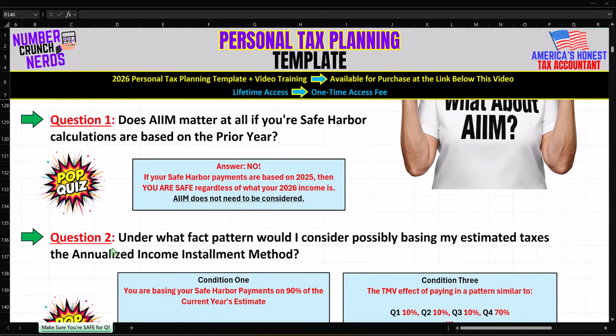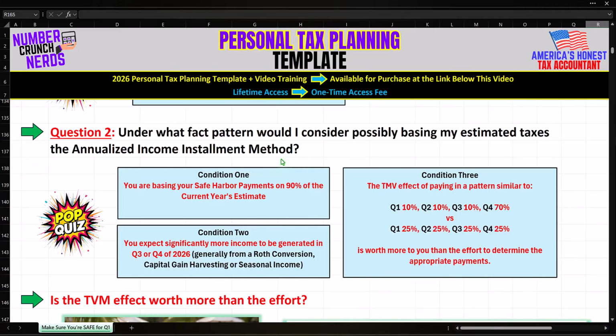Okay, now question number 2, under what fact pattern would I consider possibly basing my estimated taxes on the annualized income installment method? Well, there are 3 basic conditions that you would have to meet to make the annualized income installment method worth considering. Condition number 1 is that you have to be basing your safe harbor payments on 90% of the current year's estimate in the first place. As we just went through extensively above, if you're basing them on the prior year, then the annualized income installment method would not even be relevant.